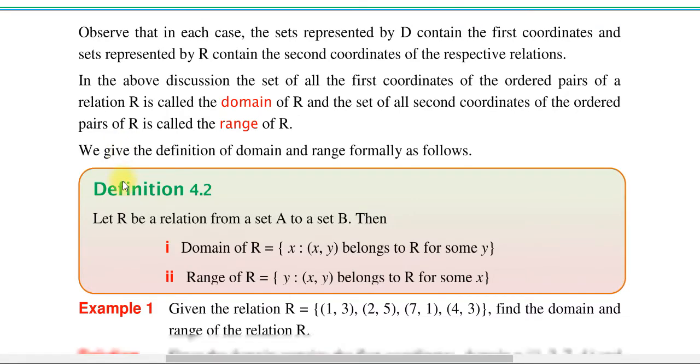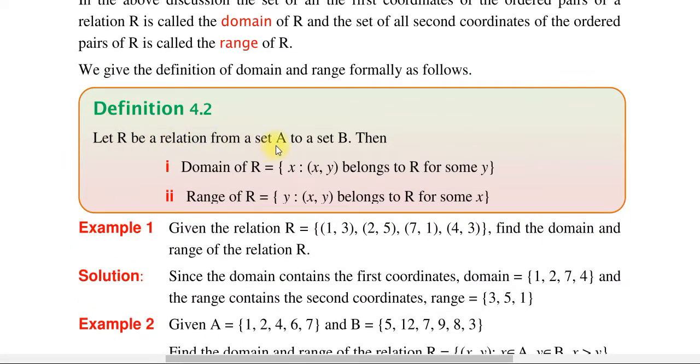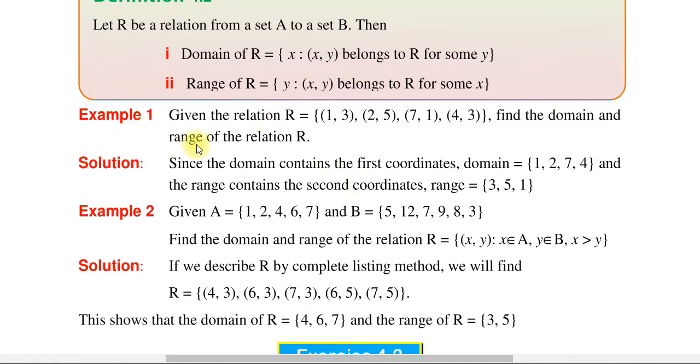Let R be a relation from a set A to a set B. So the domain of R is the set of x such that (x, y) belongs to the relation for some y. The domain is the x part of the ordered pair (x, y). The range is the set of y such that (x, y) belongs to R for some x, that is, the y part, the second element of the ordered pair.